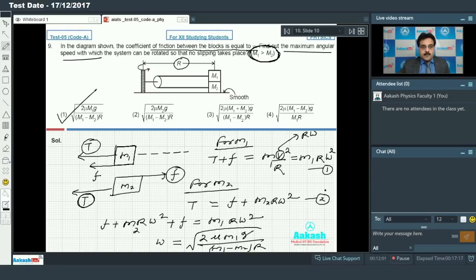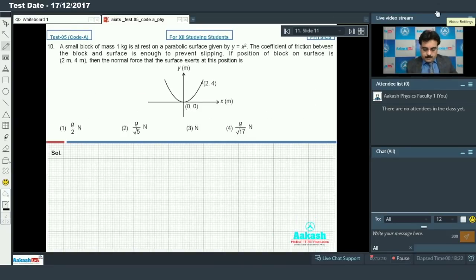So let's move on to question number 10. So now I am going to take question number 10. A small block of mass 1 kg is at rest on a parabolic surface given by y is equal to x square. The coefficient of friction between the block and the surface is enough to prevent slipping. This is a very important point. If the position of the block on the surface is 2 meter, 4 meter, then the normal force that the surface exerts at this position is?